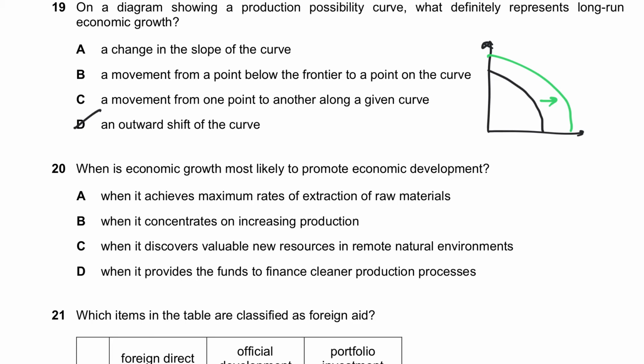So what are they saying? They're saying, when is economic growth most likely to promote economic development? And the right answer for this one is D, which says when it provides the funds to finance cleaner production processes. Cleaner production processes mean a more environmentally friendly production process, which means that economic growth is happening, but at the same time it is not ignoring economic development and not ignoring negative externalities.